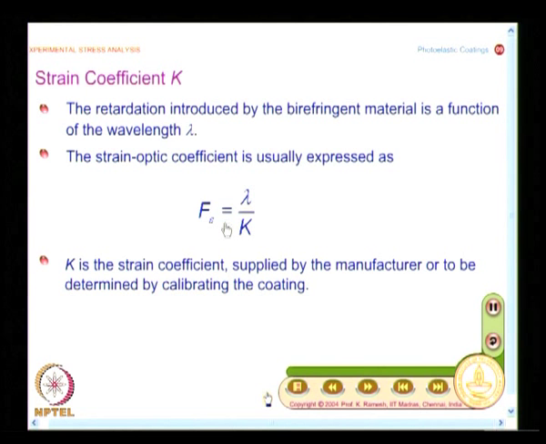Finally, we are going to develop an expression involving sigma 1 s minus sigma 2 s as a function of the fringe order observed, and the thickness of the coating and elastic properties of the base material will come in. That will be the final expression. And what you need to see here is that k is much more fundamental in the case of photoelastic coating.